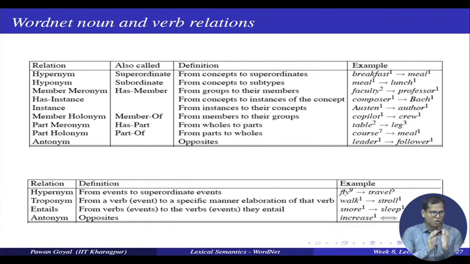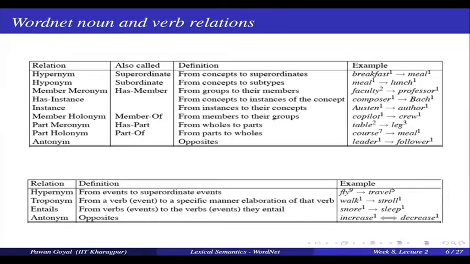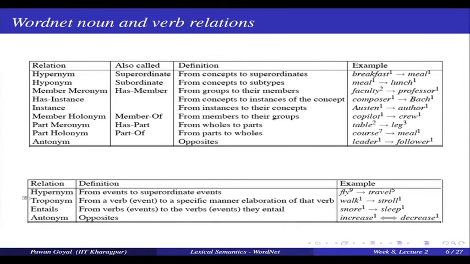All these relations are defined in WordNet. You know what a particular relation means, and then you can find out for a particular relation what the different pairs are, or for a given pair in WordNet, whether there is any relation defined. Similarly, there are relations between verb elements also, like hypernym, fly and travel. Fly is a kind of travel, so travel would be the hypernym for fly.